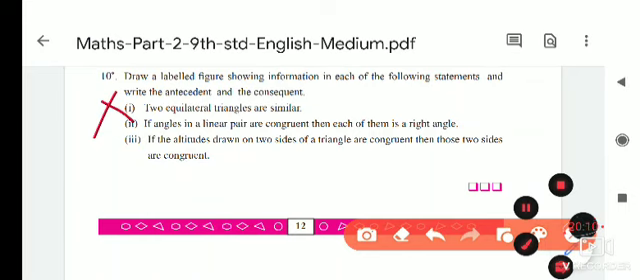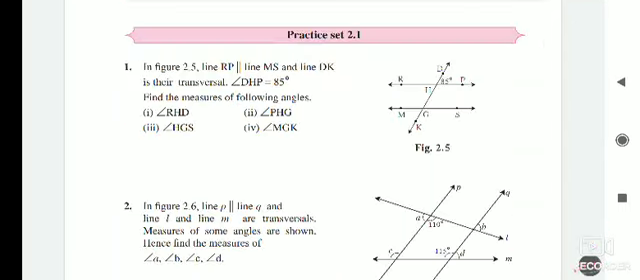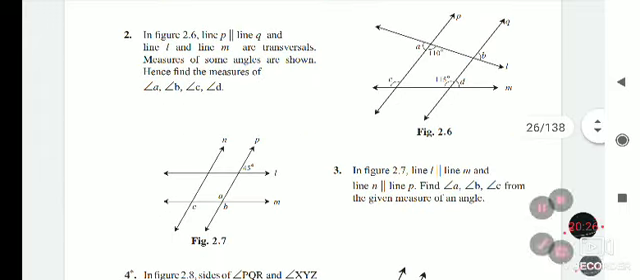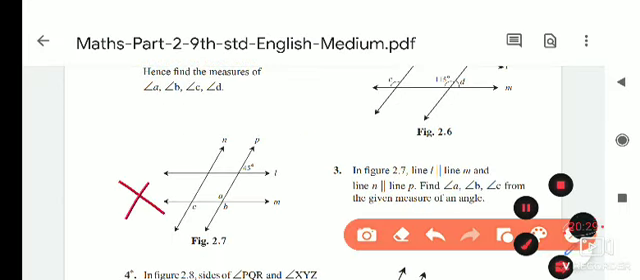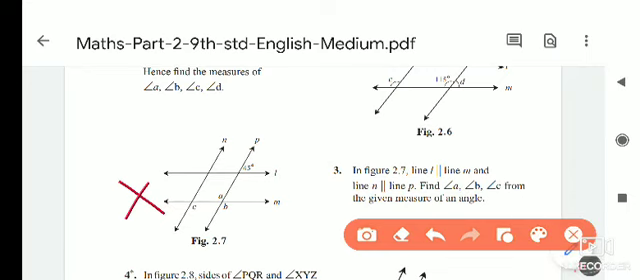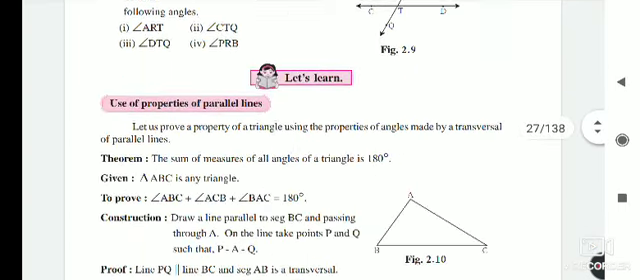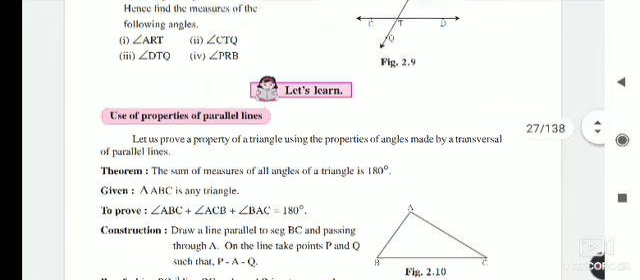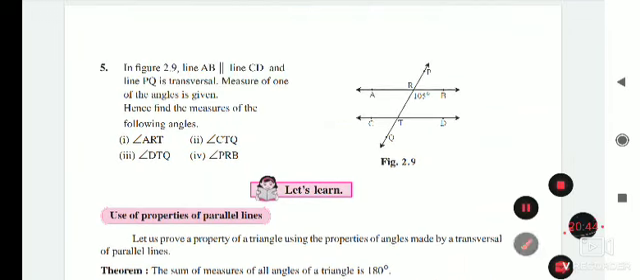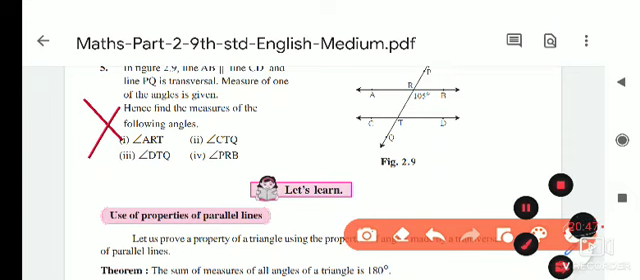Okay, the next part is after page number 12, page number 17. From this page number 17, inside 2.1, example number 3 is cancelled from the syllabus. After this example number 3, page number 18. Page number 18, 2.1, question number 5 means this question is cancelled from the syllabus.